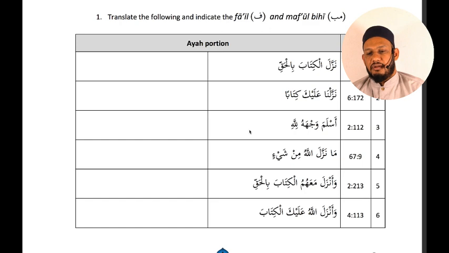Number 4. Ma nazzal Allahu min shay'. Ma nazzala has not sent, Allah has not sent down min shay'in, from anything. Obviously that's a bad meaning, because it's not the full ayah, but the meaning of the portion. Number 5. Wa anzala ma'ahumul kitaba bil haqq. Wa anzala, and he sent down, the fa'il is the huwa inside. Wa anzala, he sent down, ma'ahum, with them, the book, with truth or of truth is fine as well.